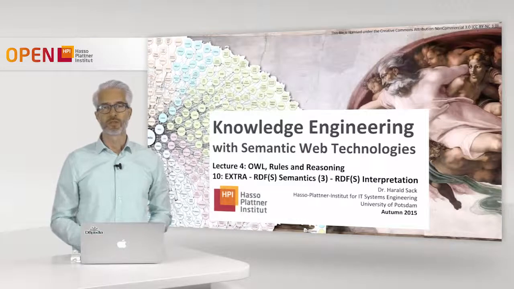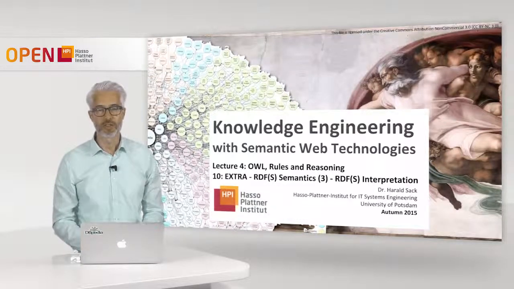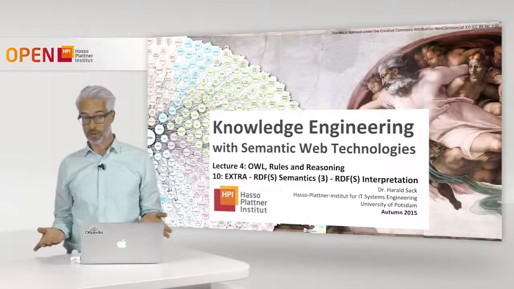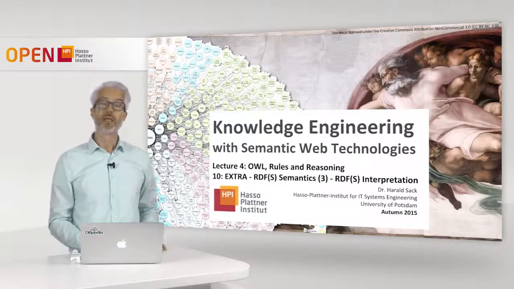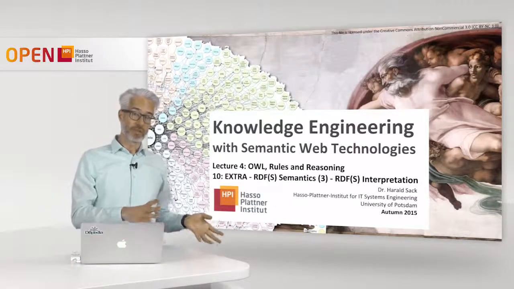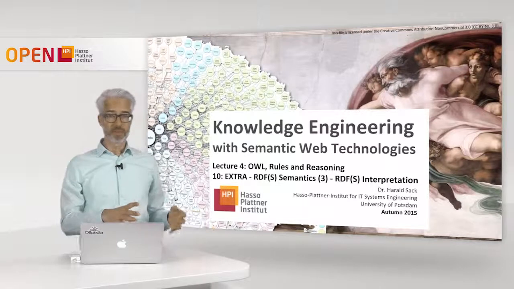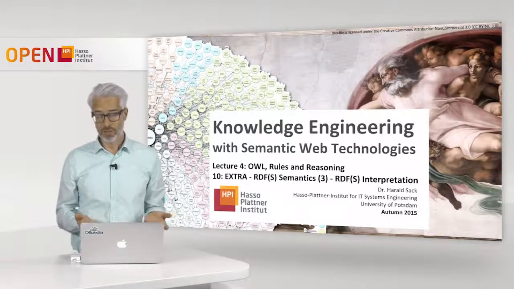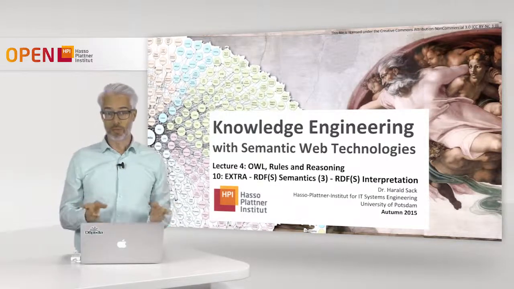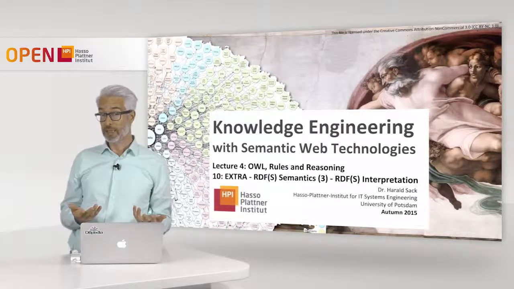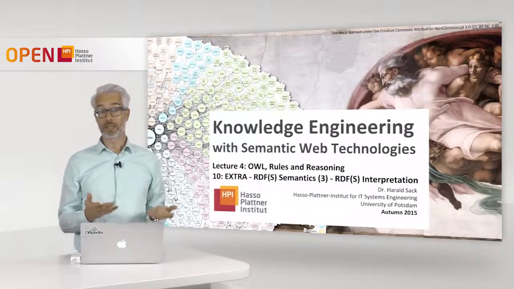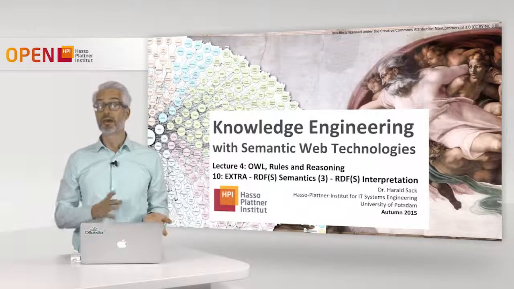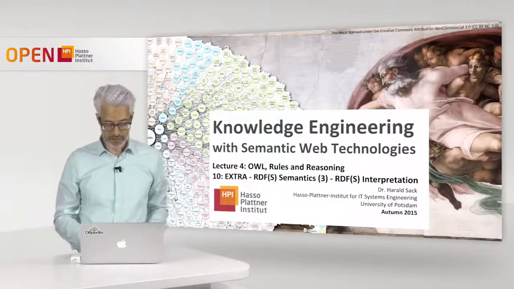This is Knowledge Engineering with Semantic Web Technologies, and this is one of the extra parts of Lecture 4, OWL Rules and Reasoning. In the last extra part of the lecture, we talked about the simple interpretation of single triples or a graph, but we have not taken care of the meaning of RDF and RDFS. So also for that we need an interpretation function.